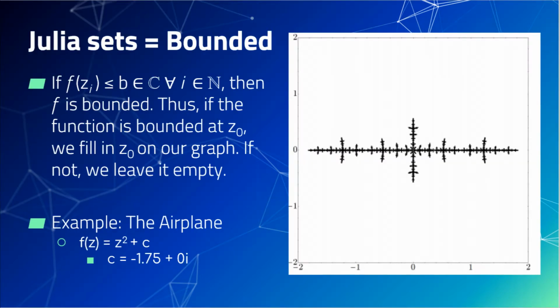What we are talking about here are filled Julia sets. One really important property of these is that they are bounded. If you have a function z_i which is less than or equal to a bound that exists in the complex set of numbers for all i in the natural numbers, then the function is bounded at z naught, and we fill it in on the graph. If not, we just leave it empty. In the example of the airplane Julia set, c is equal to about negative 1.75488.